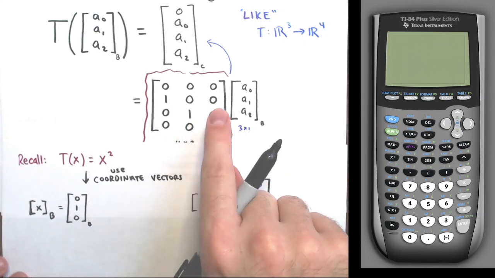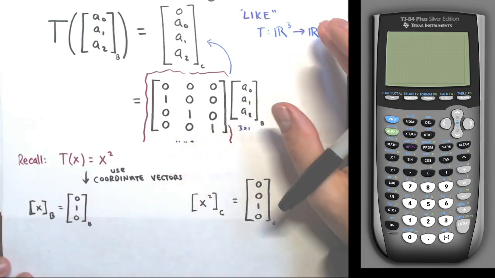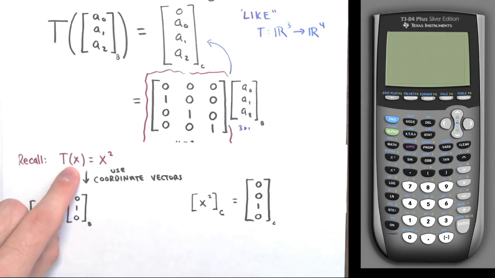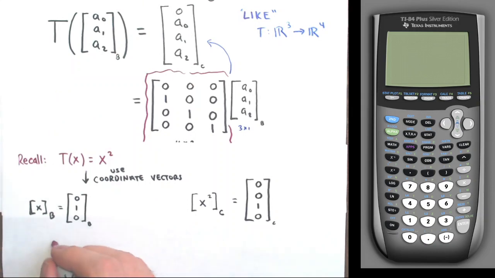Well, let's test this out. Test our standard matrix statement up here. If I say use coordinate vectors to find T of x, now I know it's x squared, but let's say we find T of x.